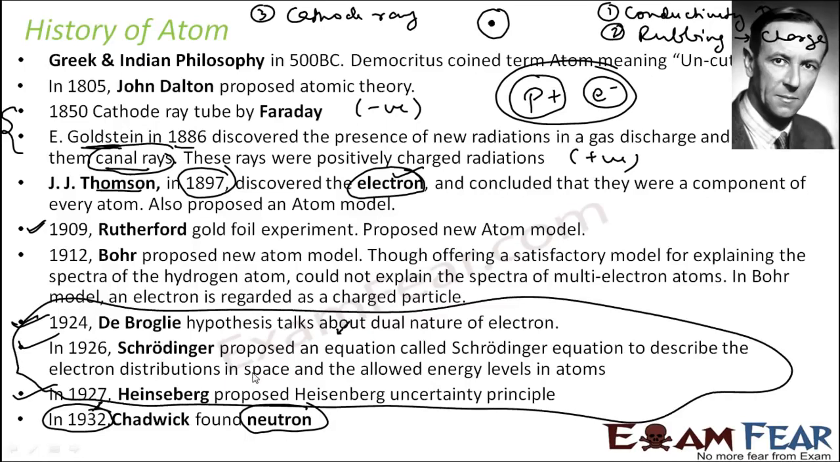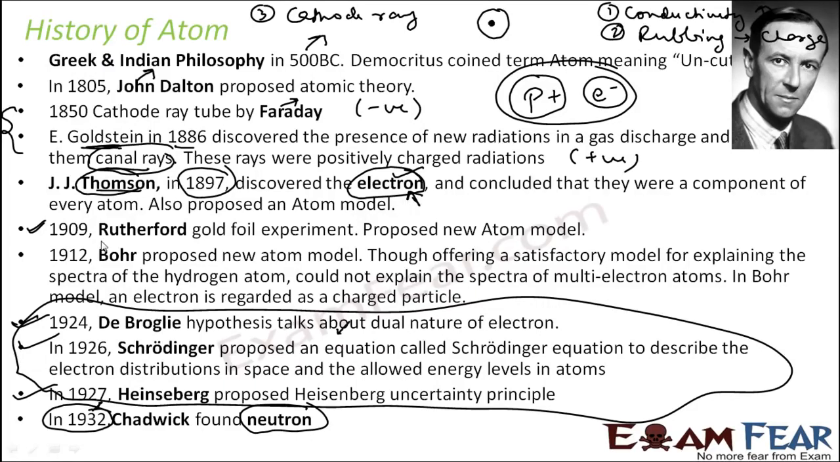Just understand that the history goes like this: 500 BC, it's all hypothesis for the atom. Dalton gave theories for atoms, not very accurate. Faraday found cathode ray, the negative charge ray. Then Goldstein found positive ray, the canal ray. Then Thomson found electrons. First electron was discovered by Thomson in 1897, and he also gave a model which was not correct.